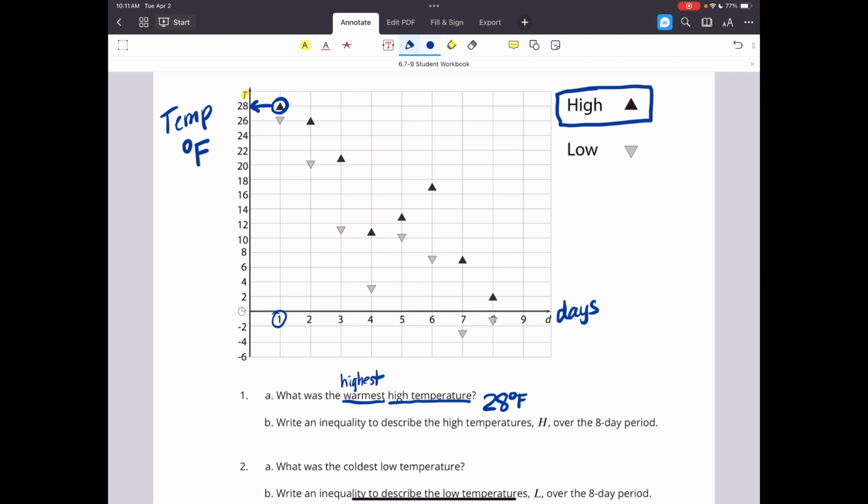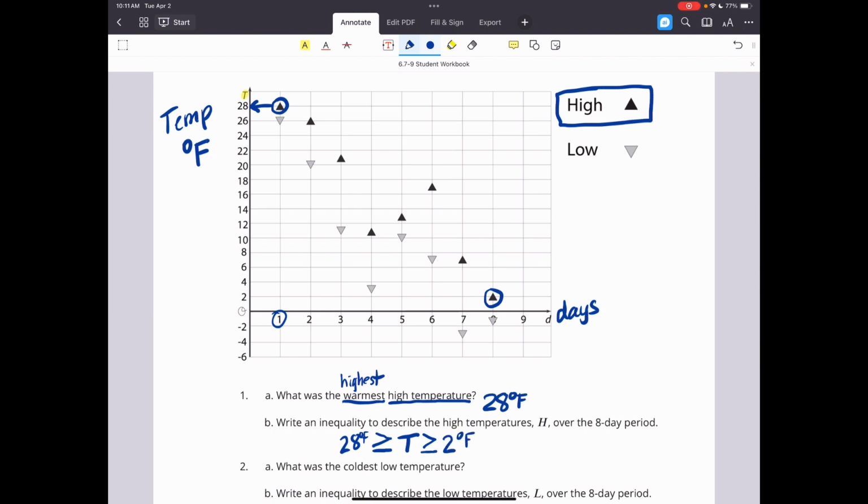It then says write an inequality to describe the high temperatures over the 8-day period. So to write an inequality for this, the temperature is what I'm focused on. The temperature was always less than or equal to 28 degrees Fahrenheit. And then the lowest high temperature was 2 degrees, so the temperature was always greater than or equal to 2 degrees Fahrenheit.